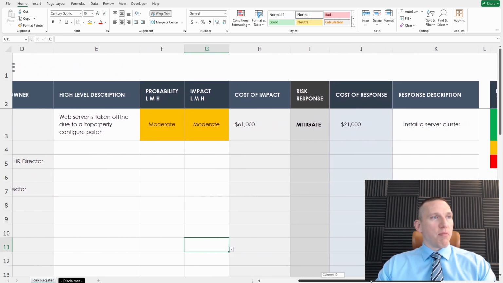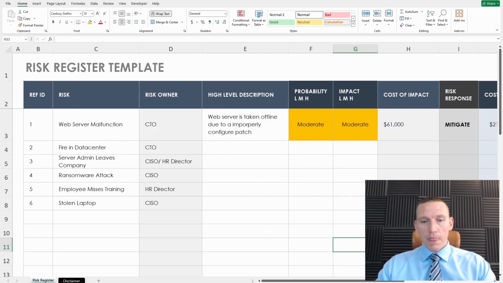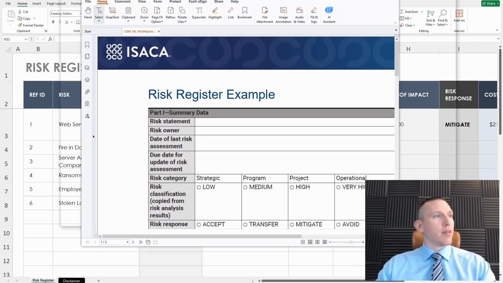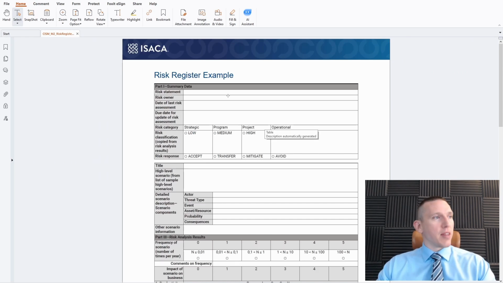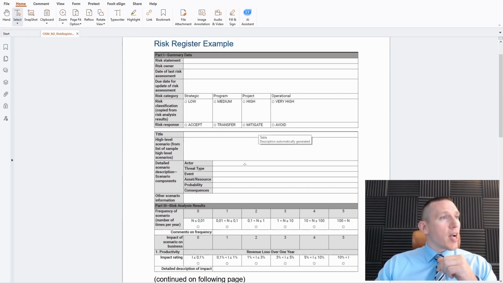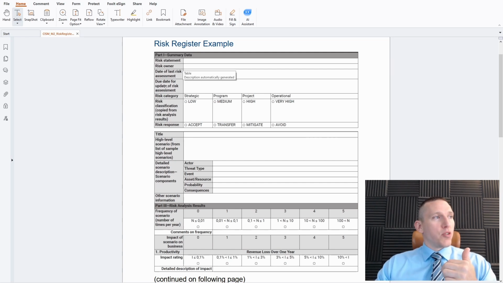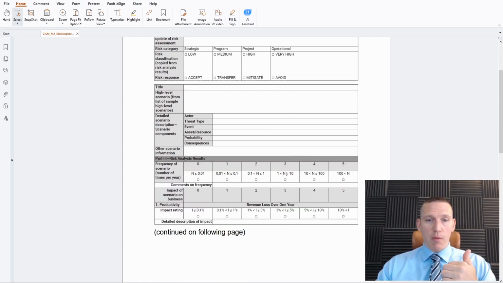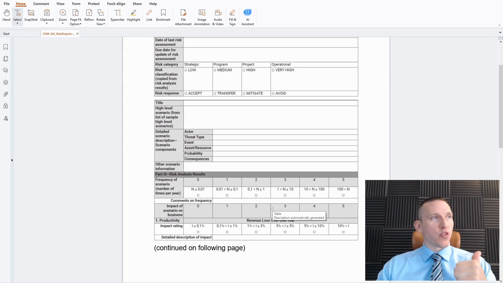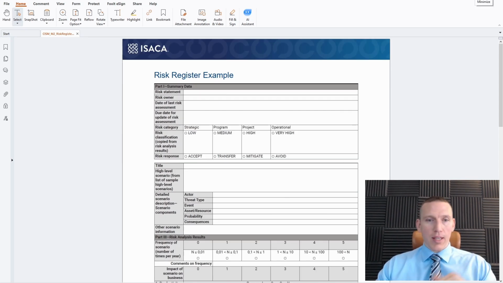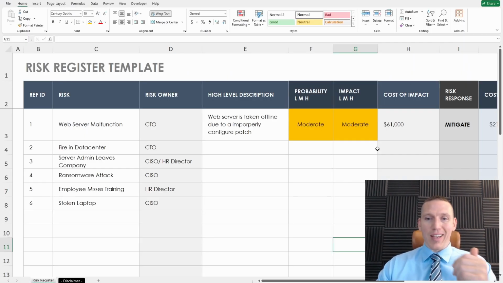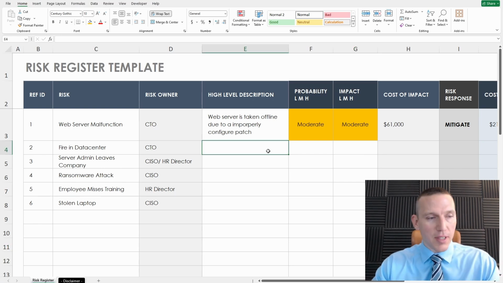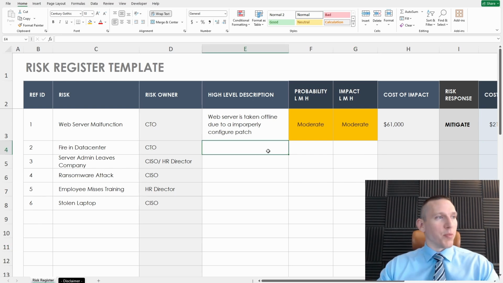probability, impact, cost response. Now, there's other examples of risk registers. If you take our CISM class, you'll get this risk register example from ISACA, which is very good, which includes dates of assessments, risk categories, strategic risks, project risks, program risks, and then it includes a quantitative portion to it. It's an excellent risk register example, and this is included as part of the ISACA CISM material. So if you're looking to get your CISM certification, you get that as part of the official materials.